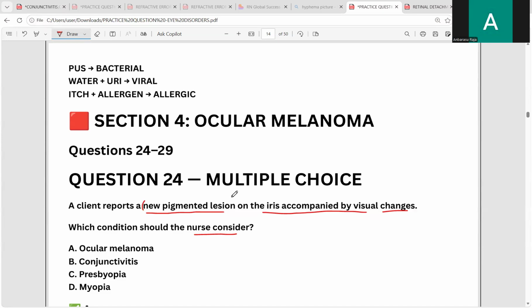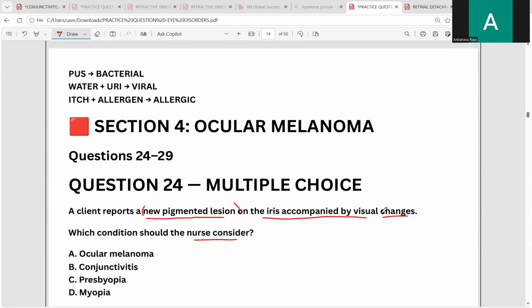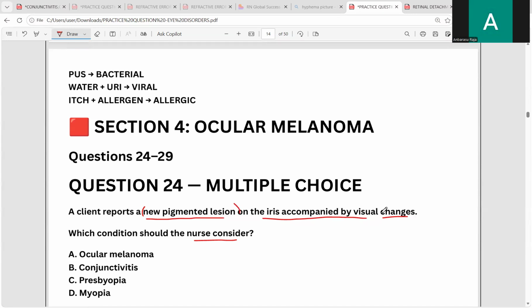What can be the significant symptom of the diagnosis for this patient? A new pigmented lesion on the iris, and there are vision changes. Conjunctivitis means inflammation of the conjunctiva. Here we get a red eye only, not a pigmented lesion. Presbyopia and myopia are refractive errors, so there will not be a pigmented lesion.